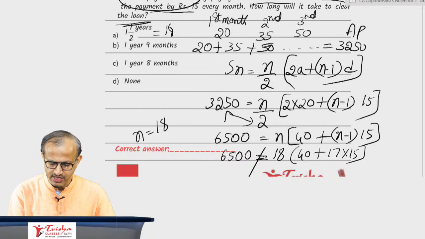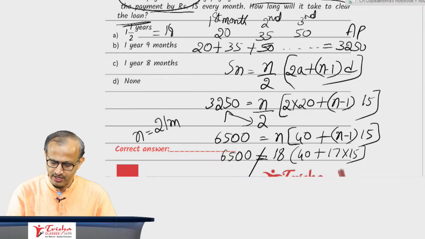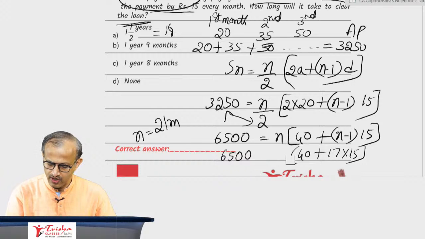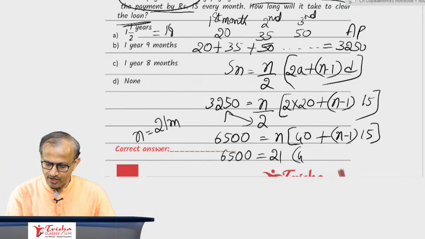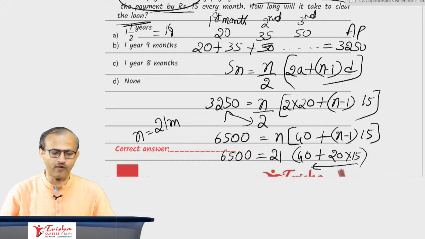Try with the next option B, all of you try with 1 year 9 months. What is 1 year 9 months? 21 months. Substitute 21. I'll redo it again here. 21 first. 21, 40 plus 21 minus 1, 20 into 15. Calculator, 15 into 20, 300 plus 40. From here you have to go. 40, 340 into 21. Tell me what is your answer?